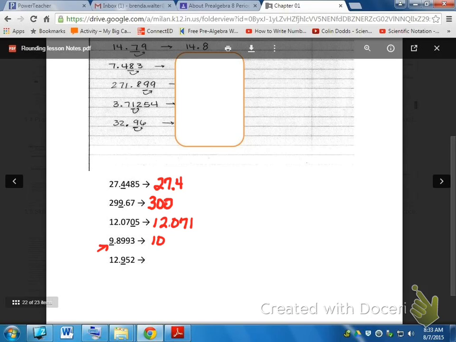All right, 12.952. Haley, what do you think? 13.0. Yes, 13.0. The 9 or the tens place is where we're rounding to, so there's got to be something there. The 5 says go up. The 9 has to go to a 10. So, yeah, 13.0. If you did not put the 0 on that one, you would be wrong. Are there any questions?